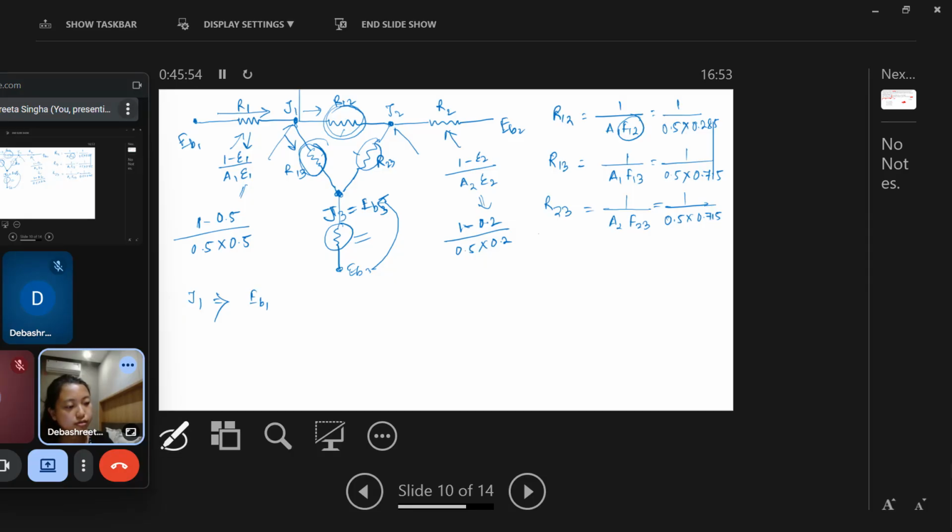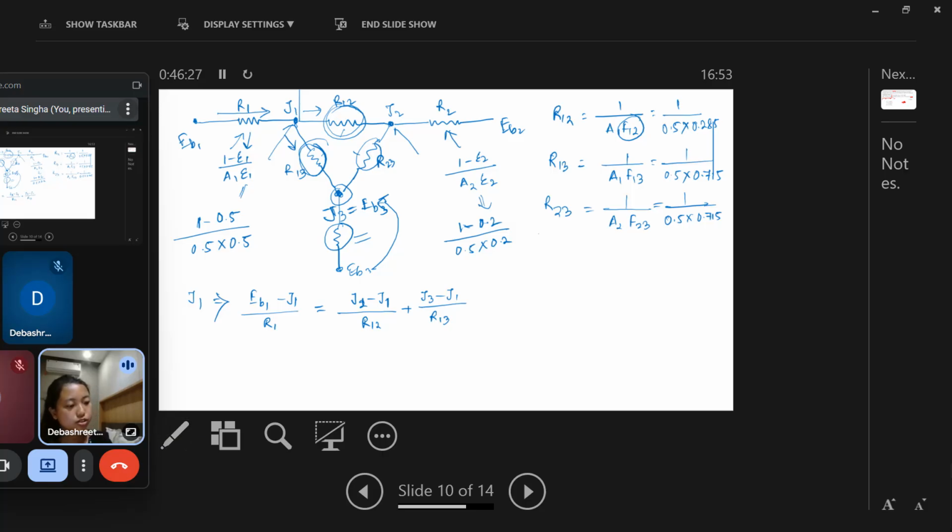EB1 minus J1 divided by the resistance, that is R1, is equal to J1 minus J2 or J2 minus J1, anything. J2 minus J1 divided by R12 plus J3 minus J1 divided by R13. So this is one equation.